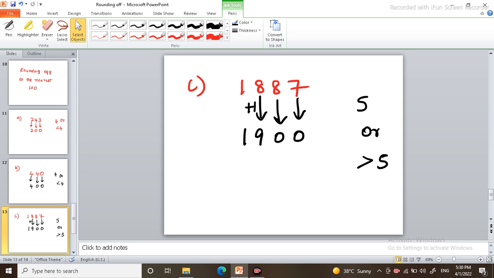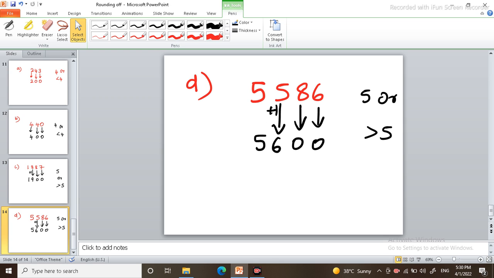Now in the tens place here it is 8. If it is 5 or more than 5, then make the tens place 0 and the ones also 0. In the hundreds place just add 1, so 8 plus 1 is 9. So 1900. One more example: here the tens place is more than 5. It can be anything: 5, 6, 7, 8, 9, like that. If it is more than 5, then keep the ones place 0 and the tens place 0. In the hundreds place just add 1. So it will become 5600. Hope this is clear.